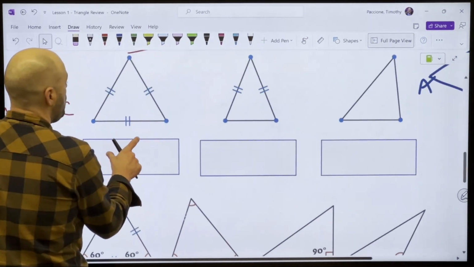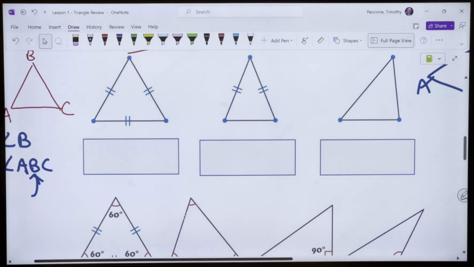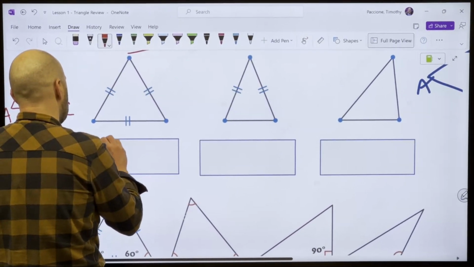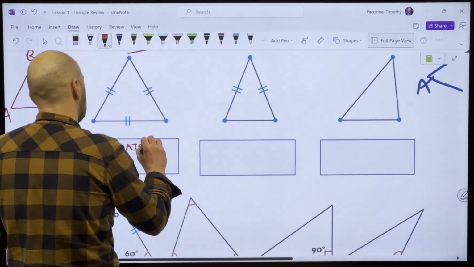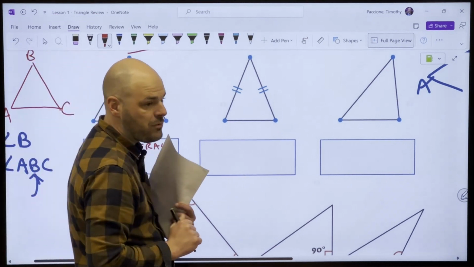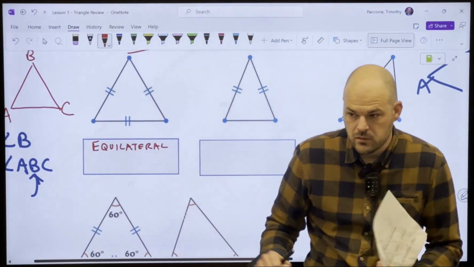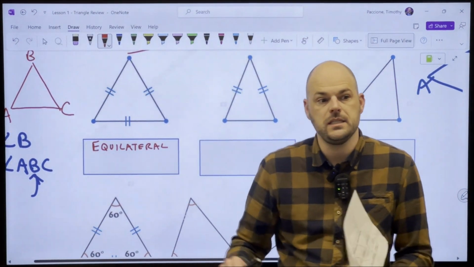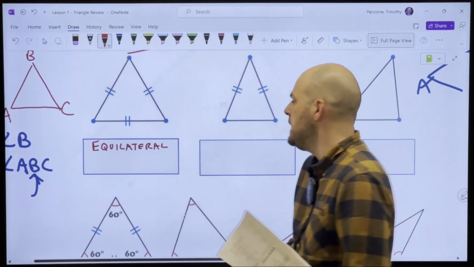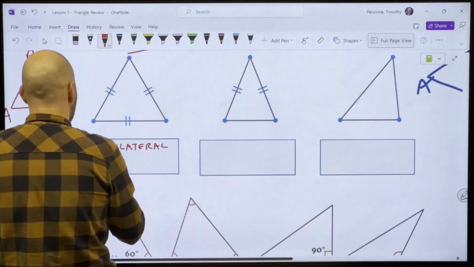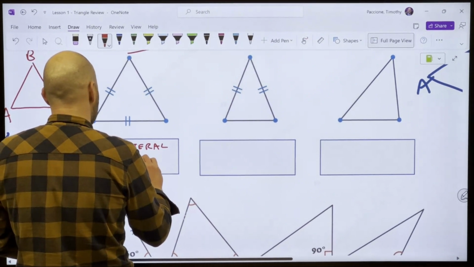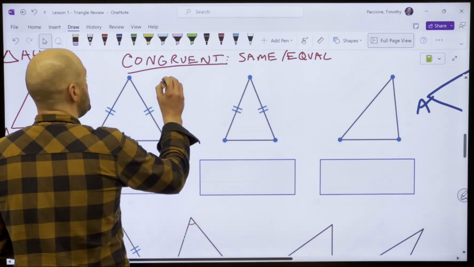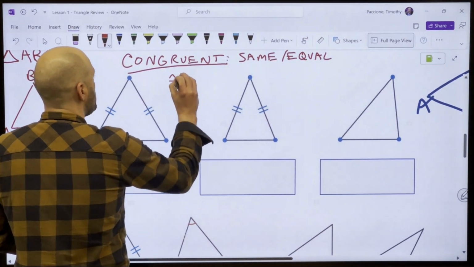So if they all have the same dashes, what does that mean about the sides here? They're all equal, and we call that equilateral. Now, the word lateral means to move side to side. That's how you remember it. That one means equal sides, right? Equilateral would be 3 congruent sides. And I just used the symbol for congruent, which is an equal sign with a squiggly on top.